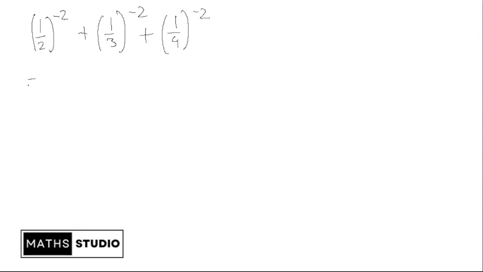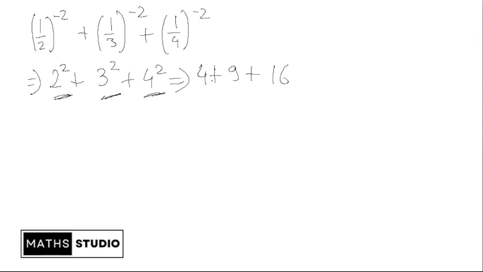Let us take little more different kind of question. In fact, it's an easy one. Half to the power minus 2 plus 1/3 to the power minus 2 plus 1/4 to the power minus 2. Very simple. This becomes 2 to the power 2 plus 3 to the power 2 plus 4 to the power 2. This will become what? 2 into 2, 4, 3 into 3, 9 plus 4 into 4, 16. 16, 4, 20, 29. That's it.